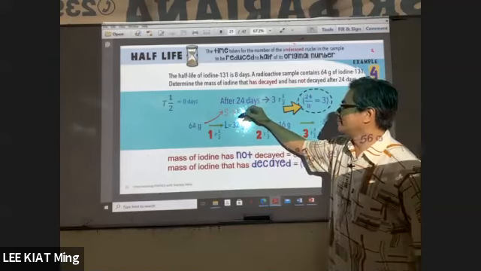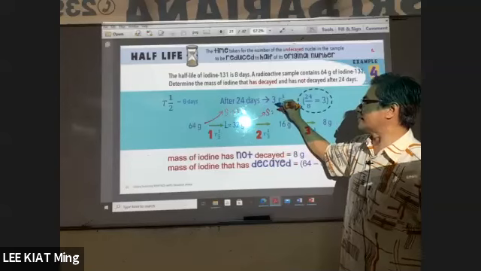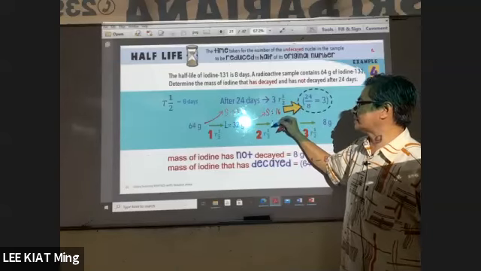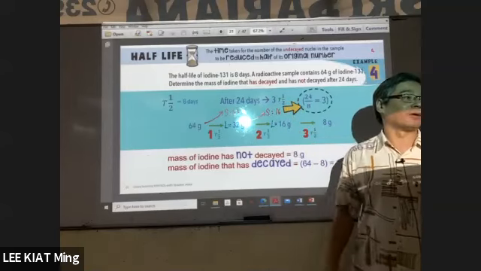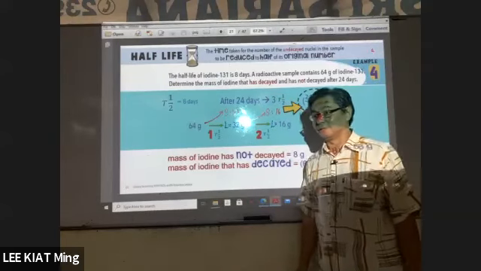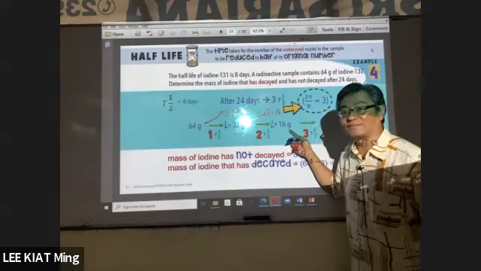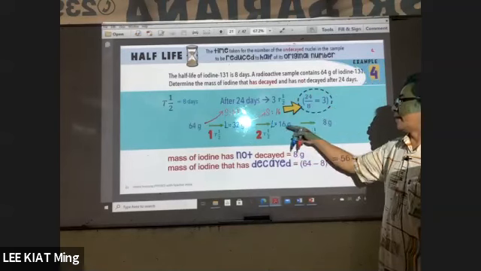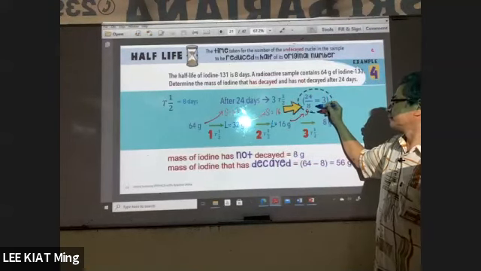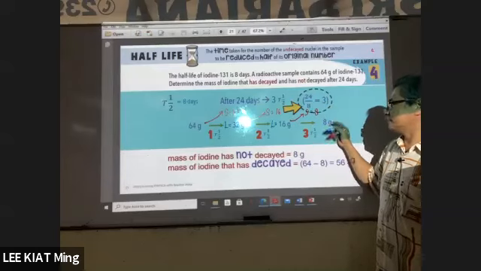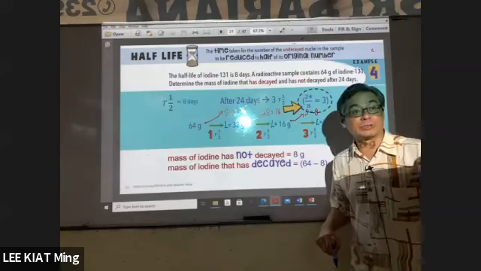Clear? Then you buy. Alright? Then what? You spend 16. That's why 16 left. So, then you buy something. You probably buy something to eat. Alright? Then you spend in a special way. You only spend half. Clear? And then you buy something, you spend another 8. Left 8.